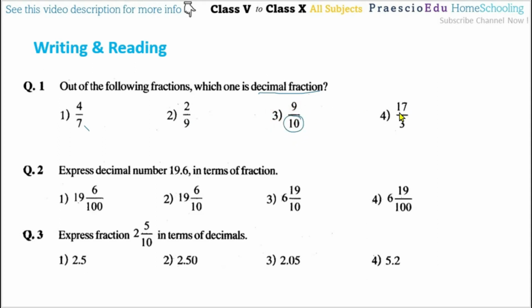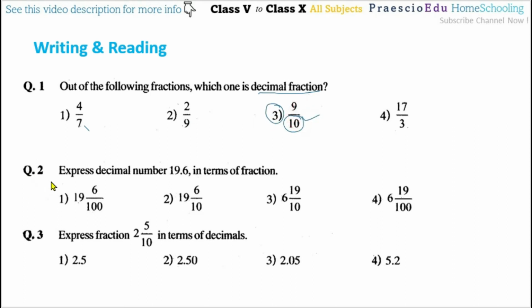Okay, and option number 4, 17 by 3, no, this is also not, because 7, 9 and 3, if you are going to make them into multiples of 10, there would be decimals somewhere, which means the fraction does not get completed. Okay, so option number 3, 9 by 10, is a decimal fraction because there is 10 in the denominator.